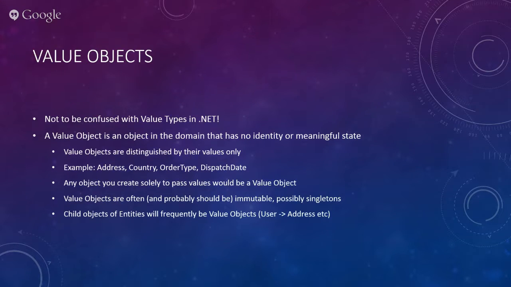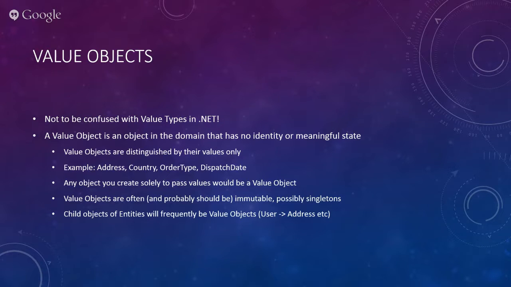Value objects, on the other hand, contrasted with that, which we should not confuse with value types, by the way, is an object in the domain that has no identity or meaningful state. So it's distinguished only by its values. An example would be an address, which is actually a controversial one. In the book itself, it makes the point that an address can be either a value object or an entity, depending on the context in which you're looking at it. But generally speaking, if you've got users and the user has an address, the address has no identity separate from the user, it's just where they live.